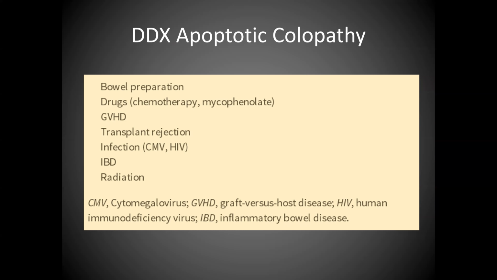Now, apoptotic cells, we mentioned that you can see them in the collagenous colitis and occasionally in other settings. But this is also associated in some settings with just bowel preparation, something that damages and causes you to have apoptotic bodies. Most frequently in our practice, we see it due to graft versus host disease. But other disorders like drugs, chemotherapy agents, mycophenolate, and so forth can cause this as well. Associated CMV or HIV infection can cause this as well. Less commonly seen with IBD, or at least less commonly focused on with that disorder. And radiation, of course, can cause apoptosis as well.